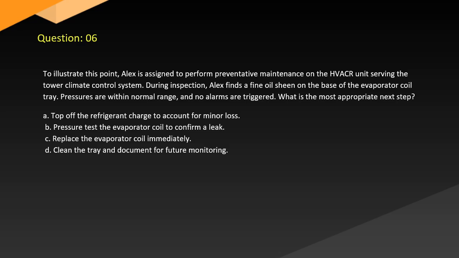Question 6. To illustrate this point, Alex is assigned to perform preventative maintenance on the HVACR unit serving the tower climate control system. During inspection, Alex finds a fine oil sheen on the base of the evaporator coil tray. Pressures are within normal range and no alarms are triggered. What is the most appropriate next step? A. Top off the refrigerant charge to account for minor loss. B. Pressure test the evaporator coil to confirm a leak. C. Replace the evaporator coil immediately. D. Clean the tray and document for future monitoring.